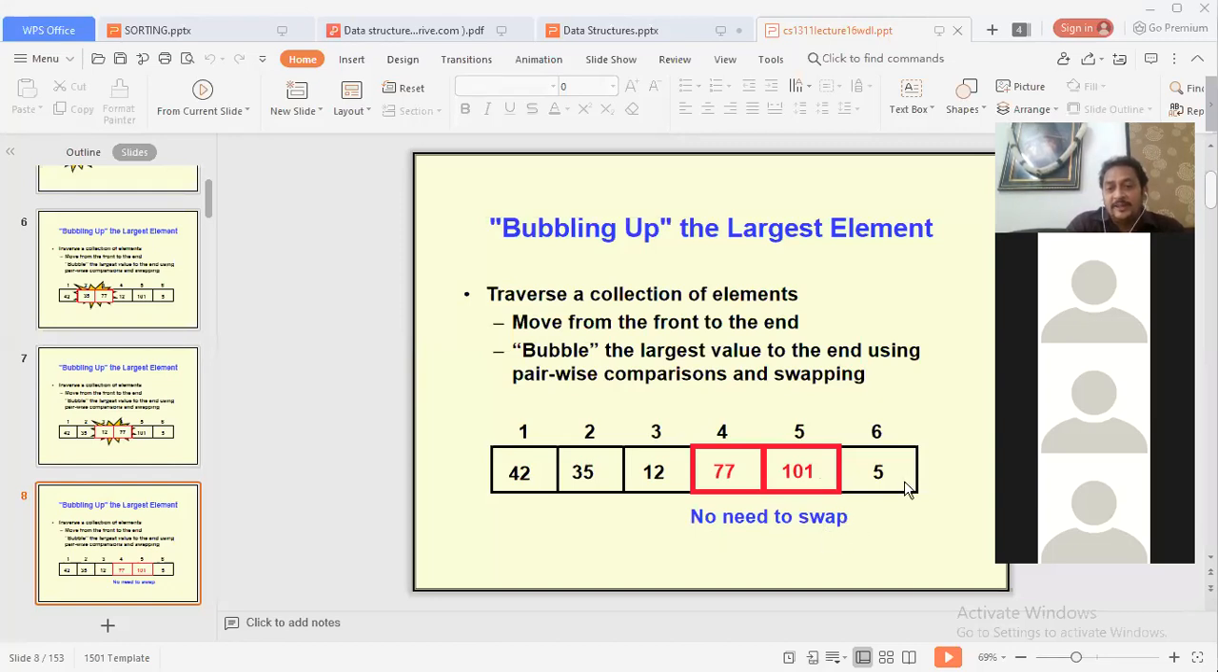Then what happens to the next position? Then 101 remains here, 77 remains here. Then we are supposed to compare 101 with 5. Which is bigger? 101 is bigger. So what is the new position for 101? The 6th position, the last position. So everybody is clear about it.